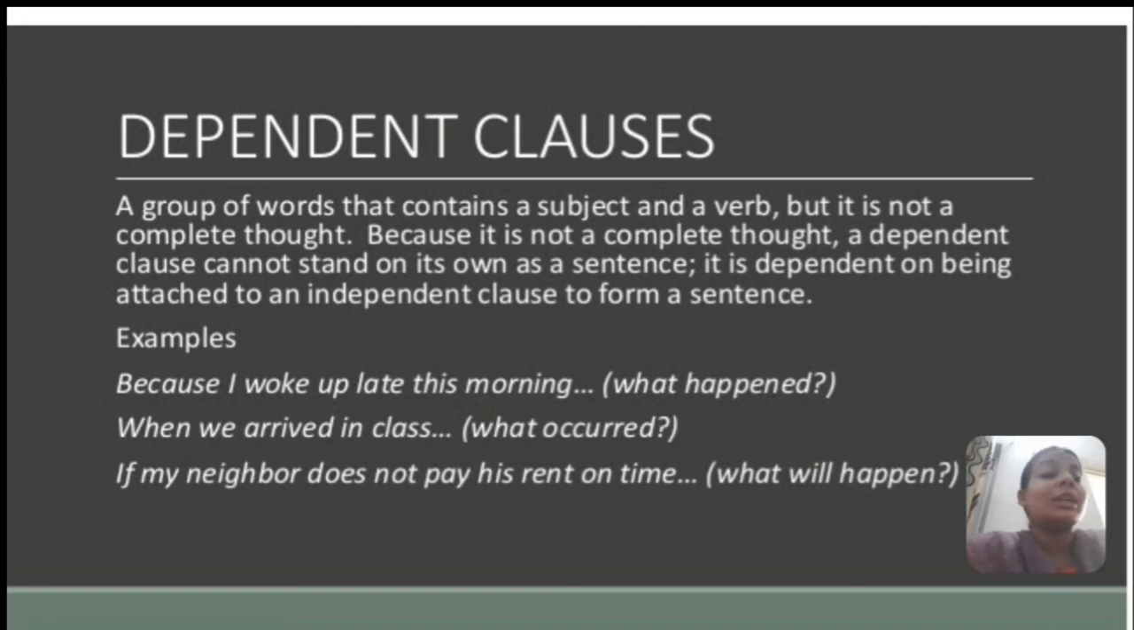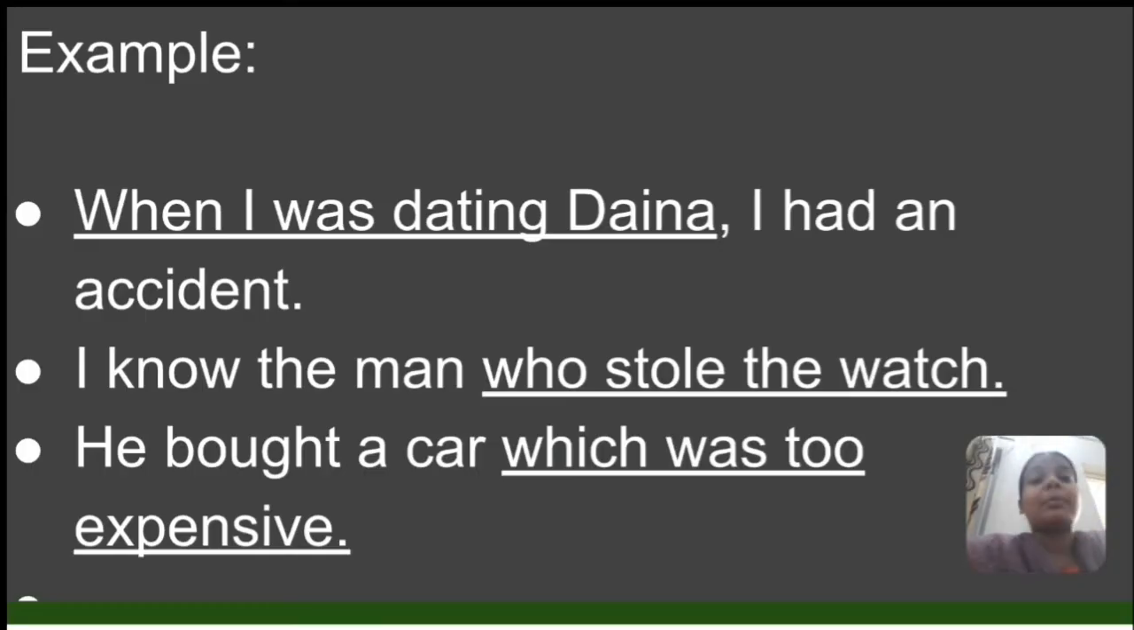No surety, no definite sense. So yes, this is also the dependent clause. Okay, now let's have a look at some more examples. For example, when I was dating Diana, I had an accident. So if I take the first part, when I was dating Diana, then what happened? Okay, so this part is called dependent clause. I had an accident, that is independent clause.